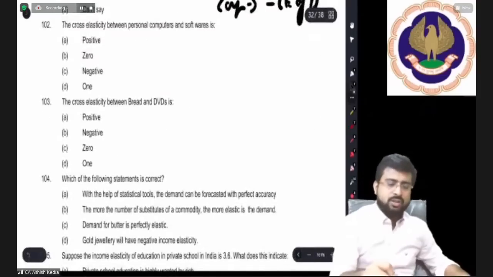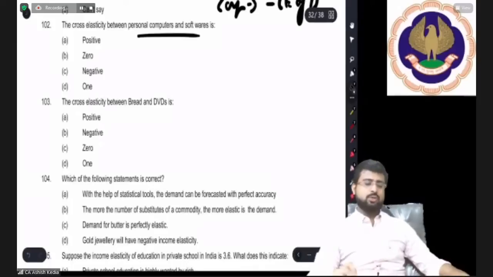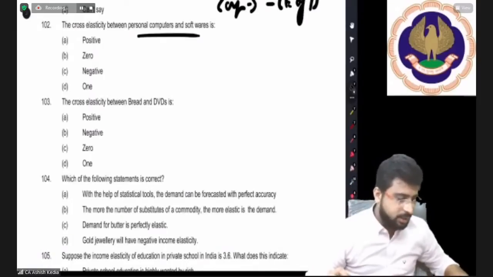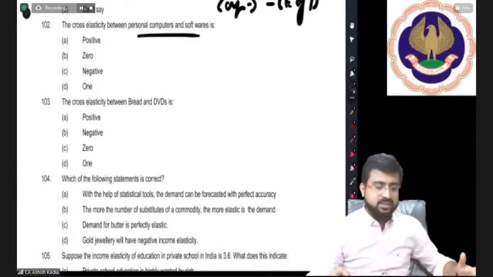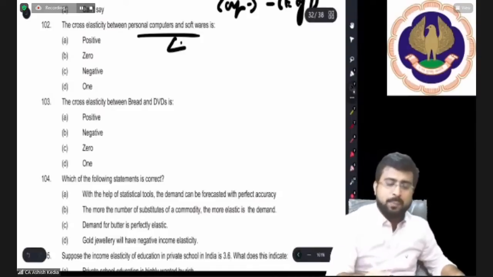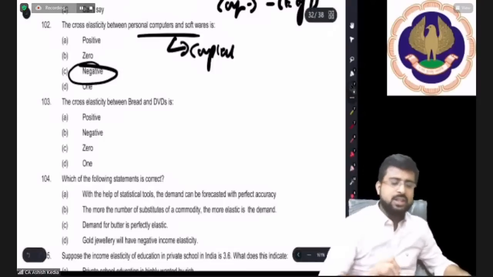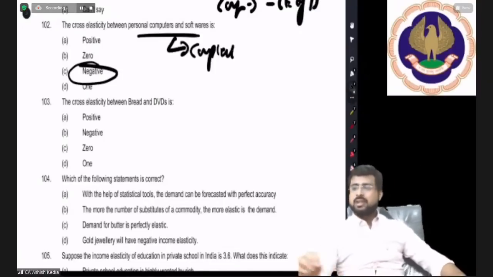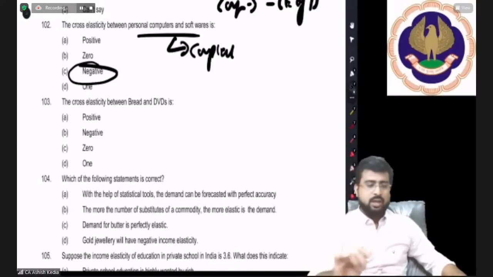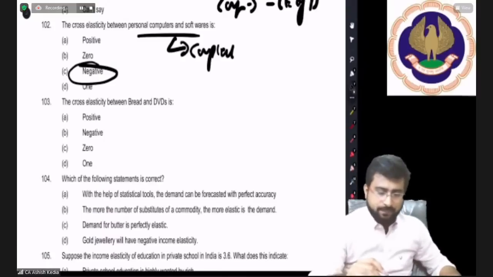See, cross elasticity between personal computer and software. Personal computer and software are basically complementary to one another, because inside the computer you have inbuilt software, right? And therefore there will be a negative impact. If the price of one rises, demand for both might fall. Okay, so there it is, cross elasticity.